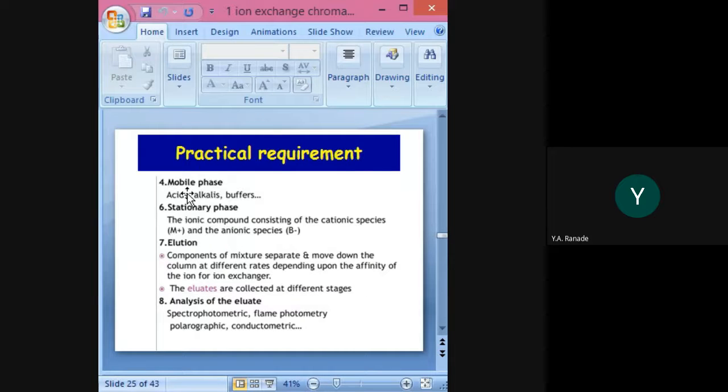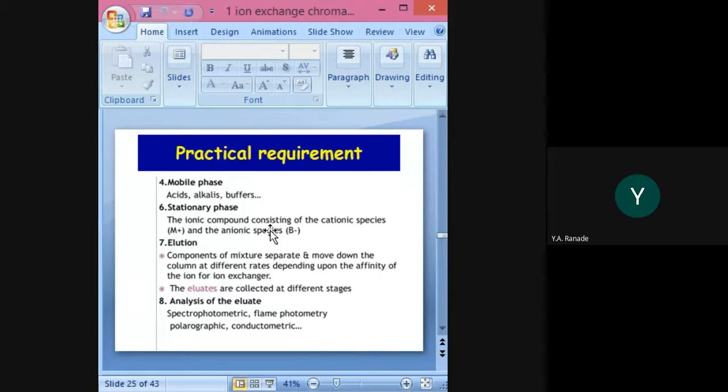Then again, you need a mobile phase. Then you need a stationary phase. The stationary phase, in case of ion exchange chromatography, is an anionic or cationic exchanger. So you need a stable support, a functional group on that stable support, and a counter ion. These three things completely form the stationary phase, and then you have to fill it inside the column. You have to equilibrate, not saturate. The term to consider now in column chromatography is equilibration.